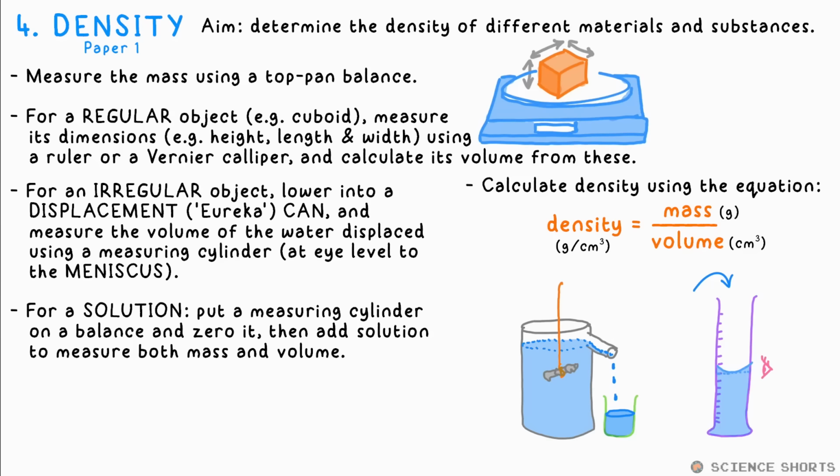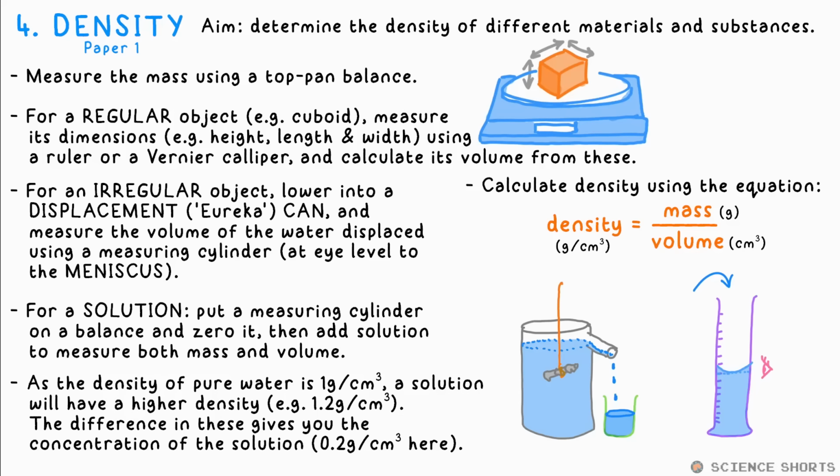You can find the density of a solution by putting a measuring cylinder on a balance and zeroing, then pouring in the solution, allowing you to find the mass and volume. Pure water has a density of 1 gram per centimeter cubed. So if you find that the density of, say, a salt solution is 1.2 grams per centimeter cubed, that means that the concentration of the salt is 0.2 grams per centimeter cubed.